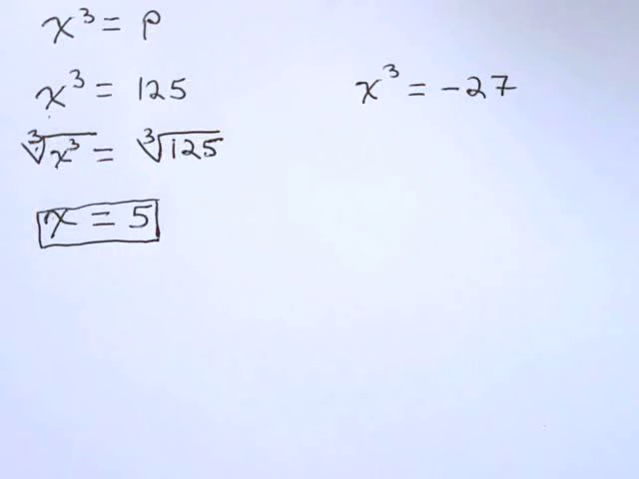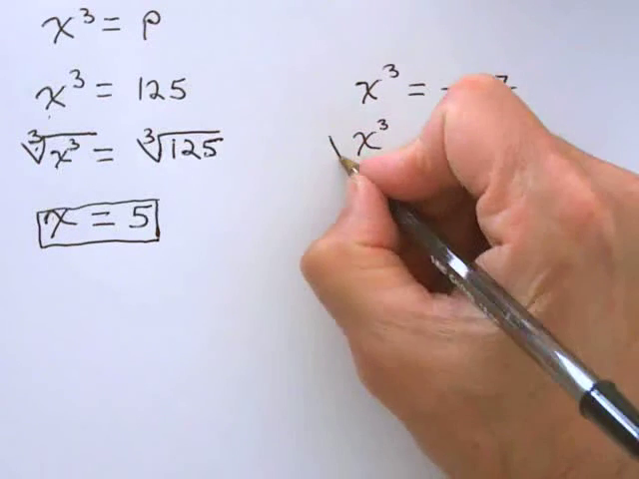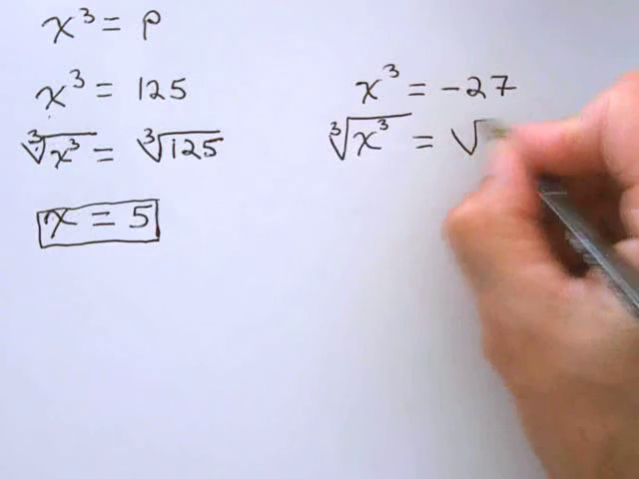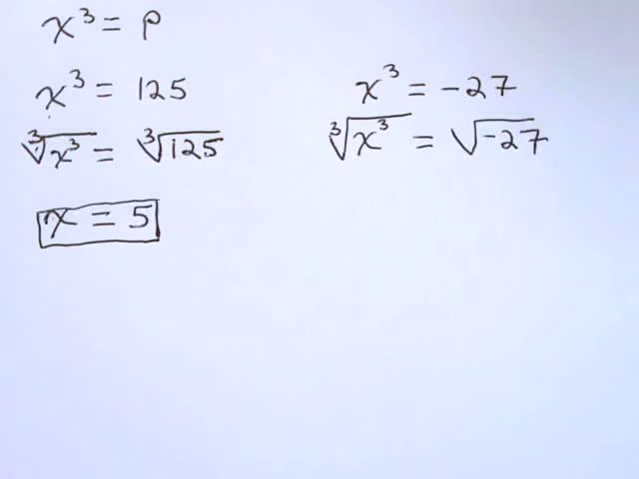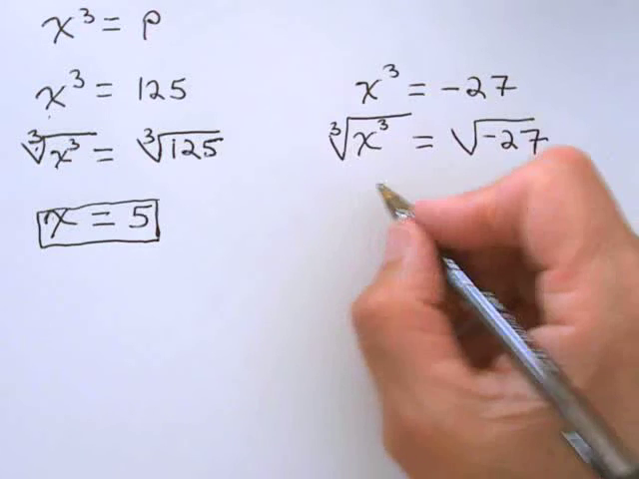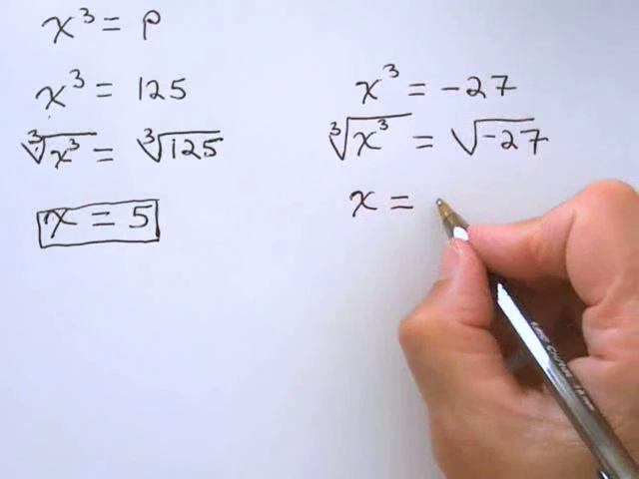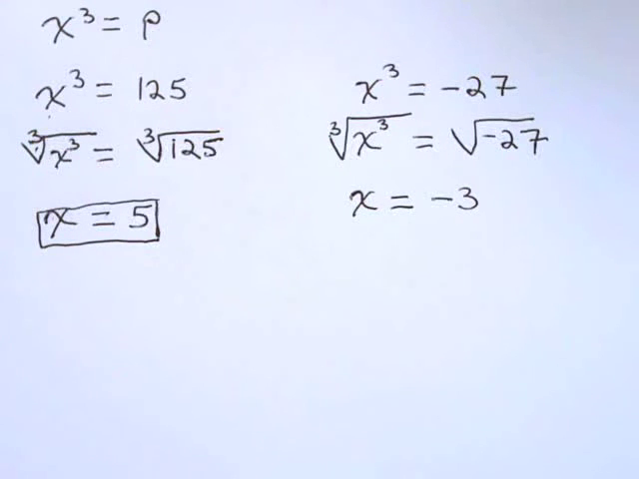In this example, I'm looking for a number multiplied by itself 3 times that will equal negative 27. So I'm going to take the cube root of x to the third, and I'm going to take the cube root of negative 27. Well, the cube root of x to the third power, of course, is x, and the cube root of negative 27 is negative 3. And if you're not sure why, here you go.